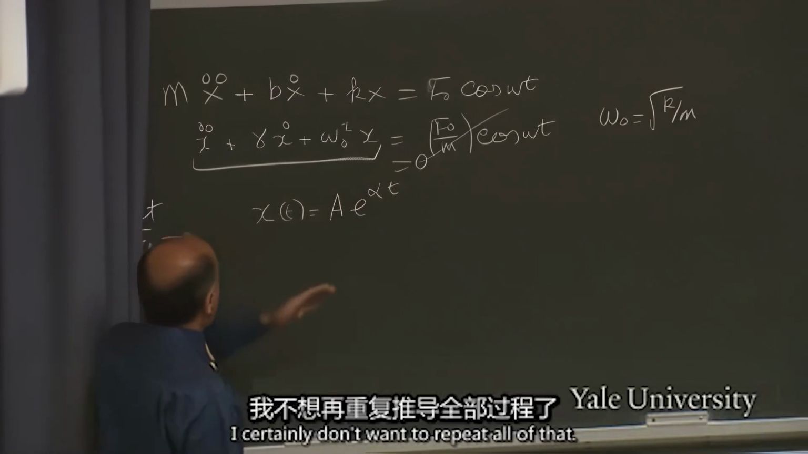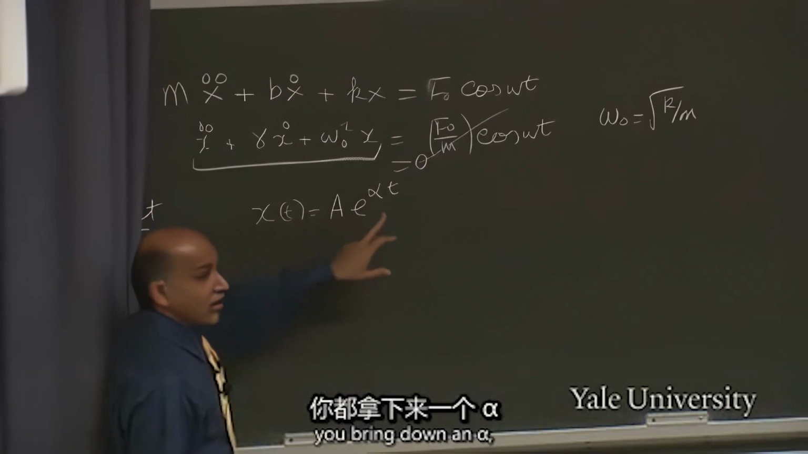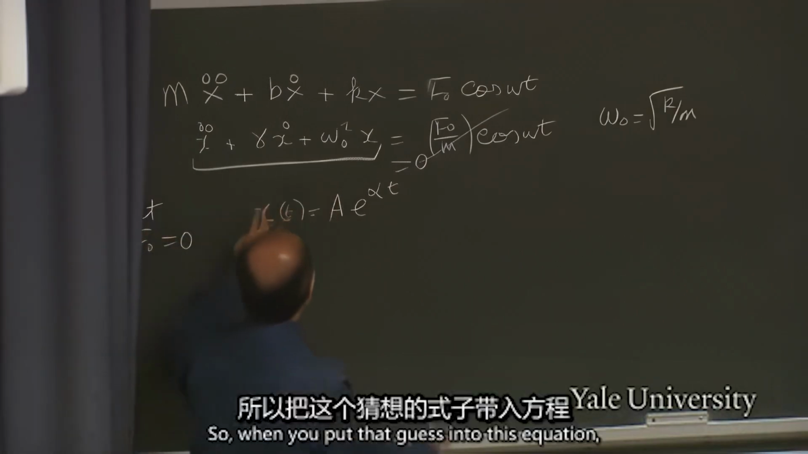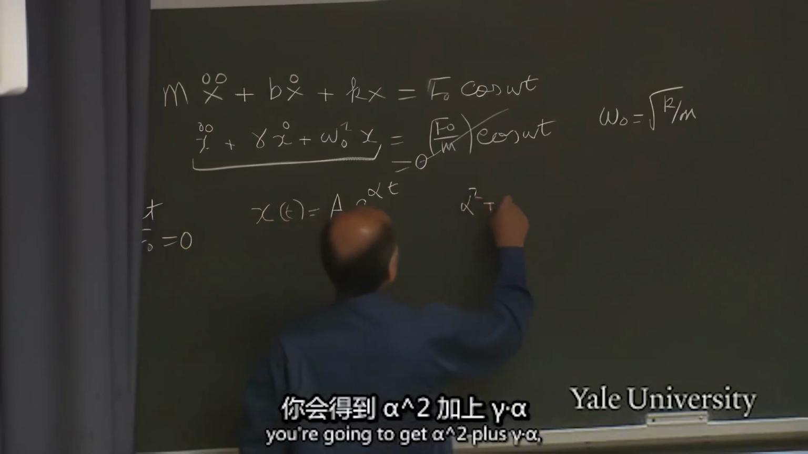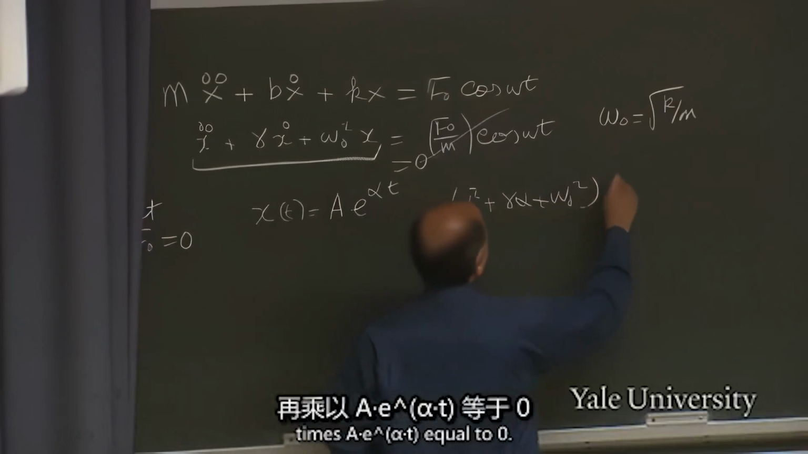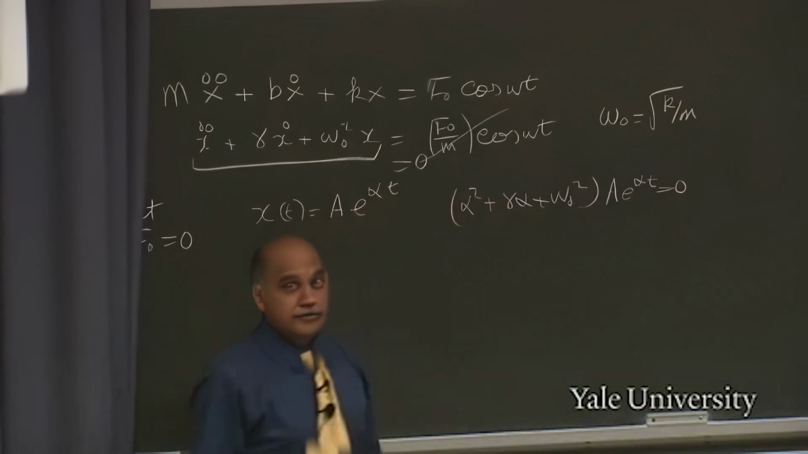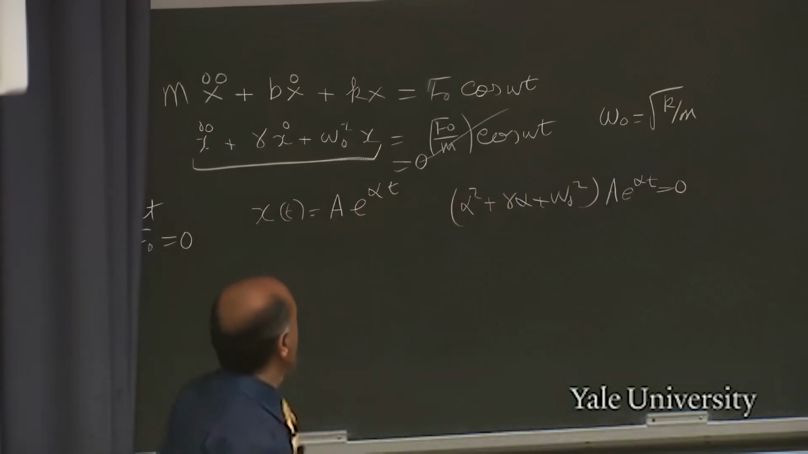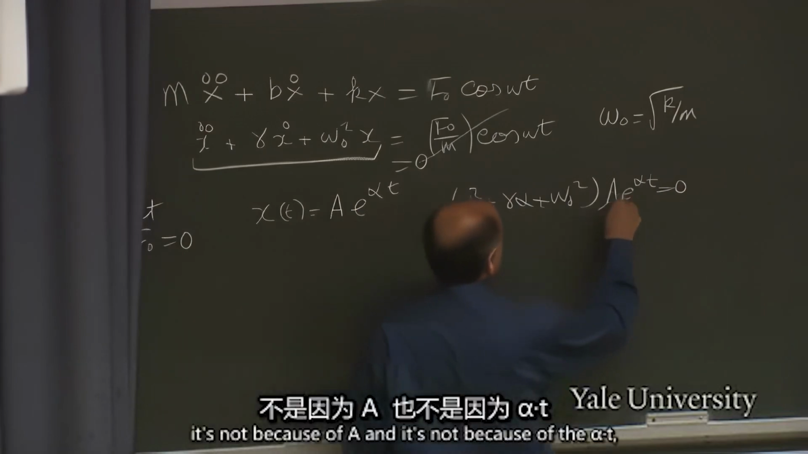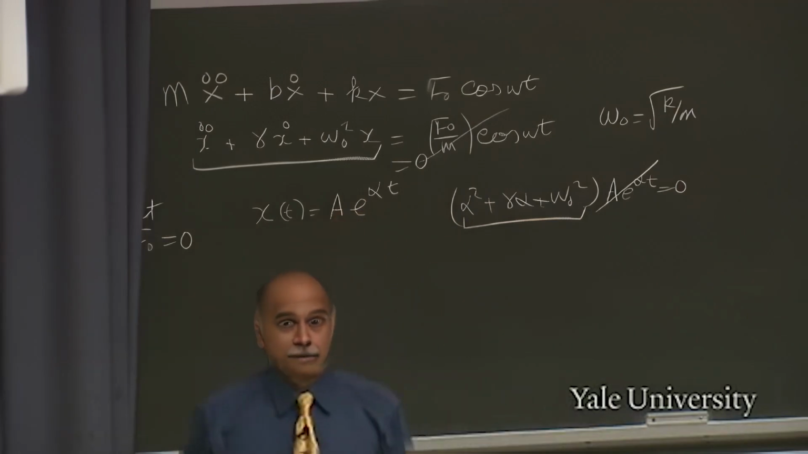I certainly don't want to repeat all of that. The reason it's going to work is that every time you take a derivative of x, you bring down an alpha and still keep e to the alpha t. So when you put that guess into this equation, you're going to get alpha square plus gamma alpha plus omega naught square, times a e to the alpha t, equal to 0. And if this is going to vanish, it's not because of a and it's not because of e to the alpha t, it's because this guy in brackets is going to vanish.